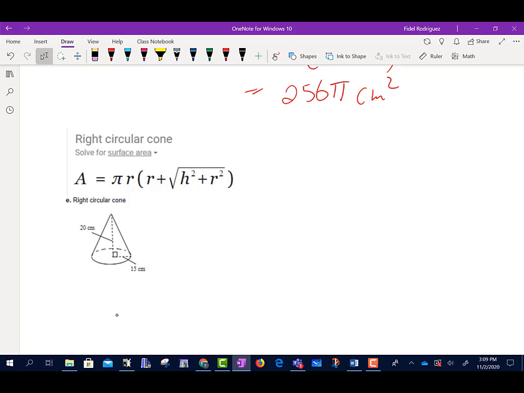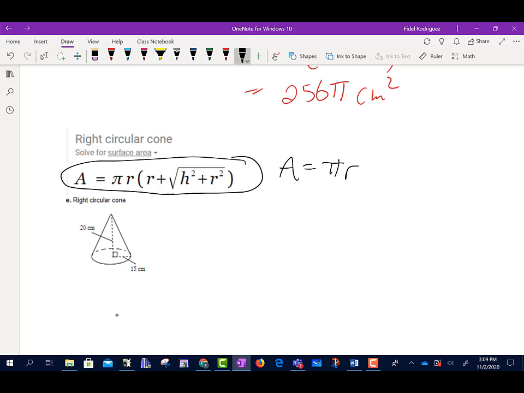So here's the next one. The formula for a right circular cone is given to me right here. Okay. And we're going to see if we can't figure out this problem. So first thing I'm going to do, I'm going to write down my formula. I know it's right there. But when I write it down myself, guys, it just feels like it is easier for me to understand. Okay.